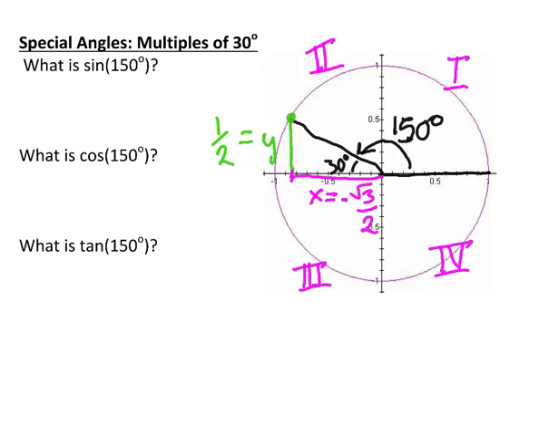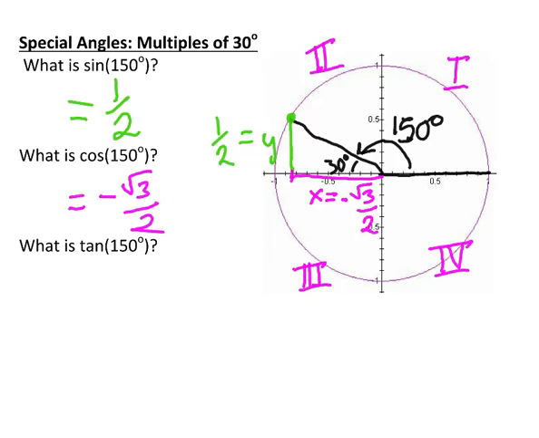So let's write these down now. Sine of 150 is the y value here, and you can see that that's equal to positive a half. The x value is the cos. So cos of 150 is x, which you can see is negative root 3 over 2.